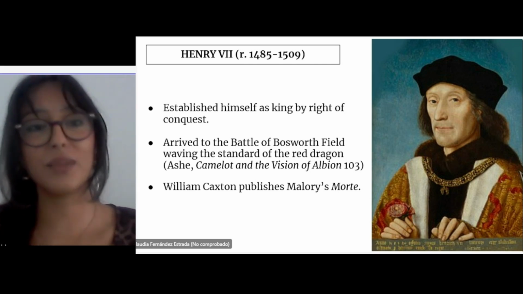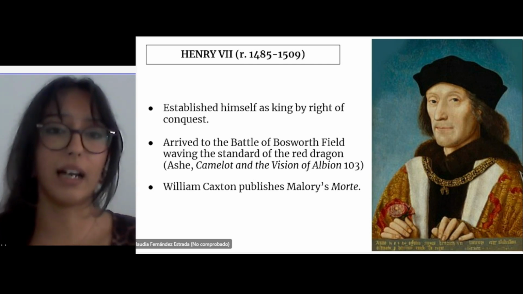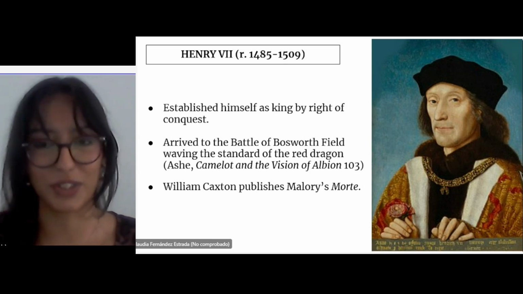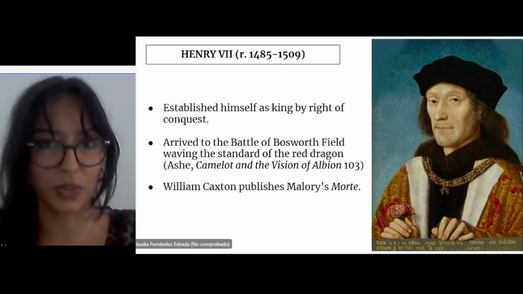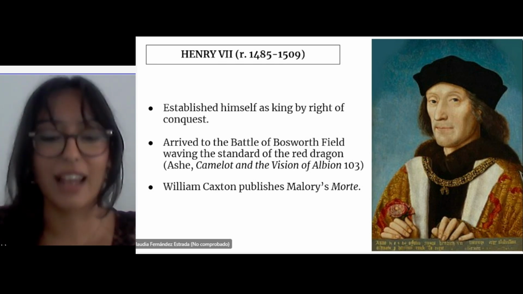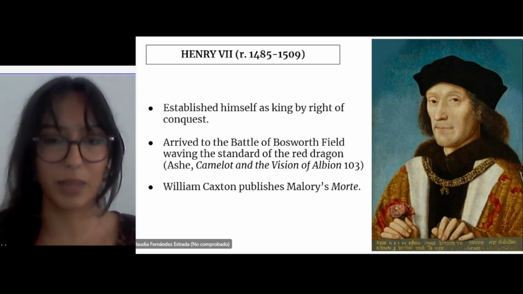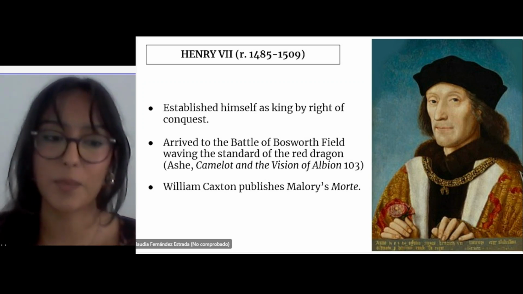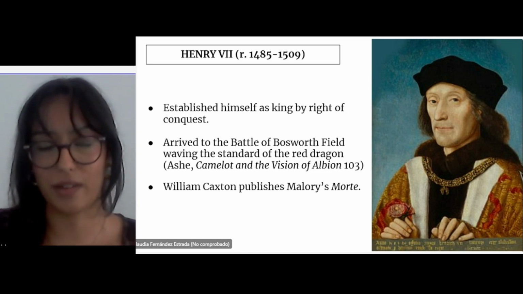And so Henry VII obtained the throne of England when he defeated Richard III at the Battle of Bosworth in 1485. And when Henry VII arrived at the Battle of Bosworth, he was waving the standard of the Red Dragon. Now, what I find very interesting about this time period is that a little before the Battle of Bosworth took place, William Caxton published Malory's The Death of Arthur.